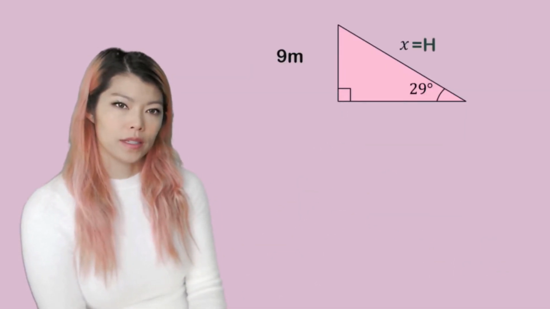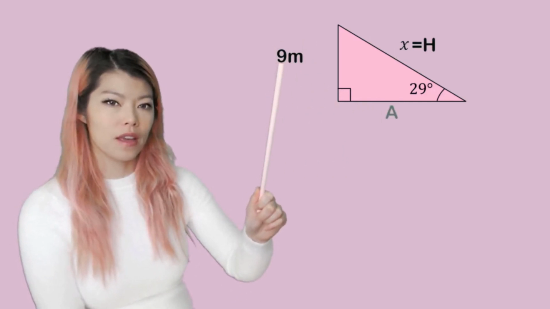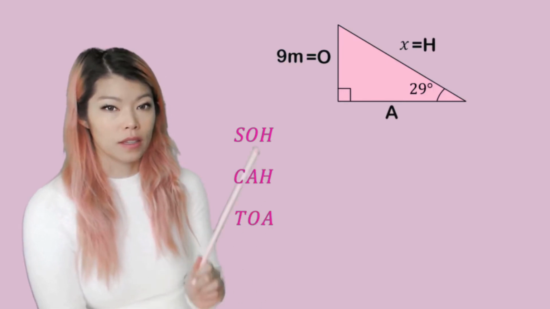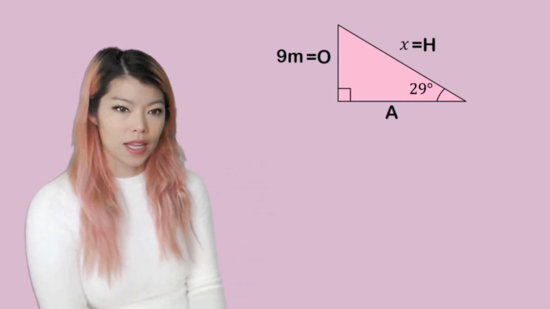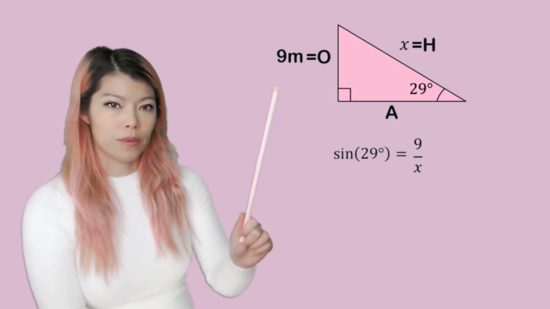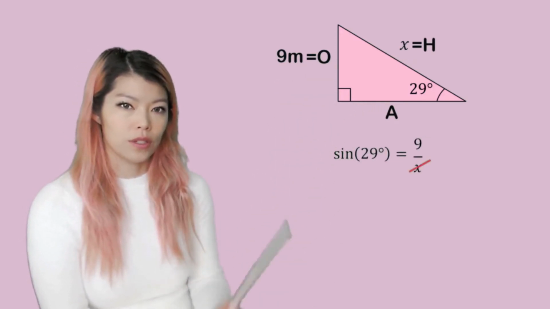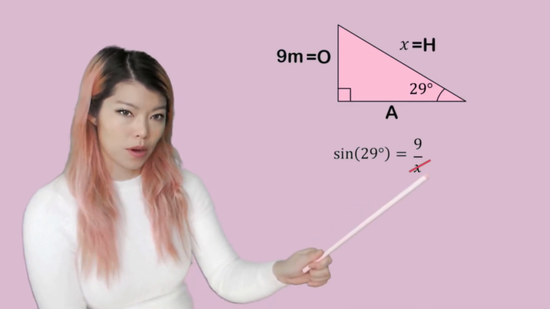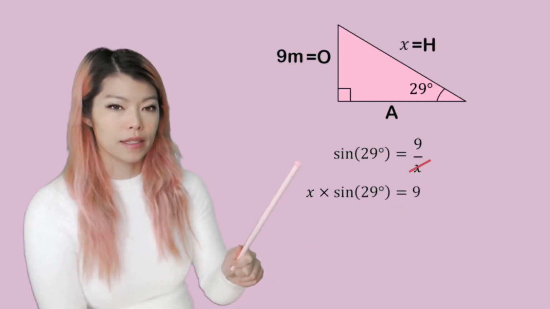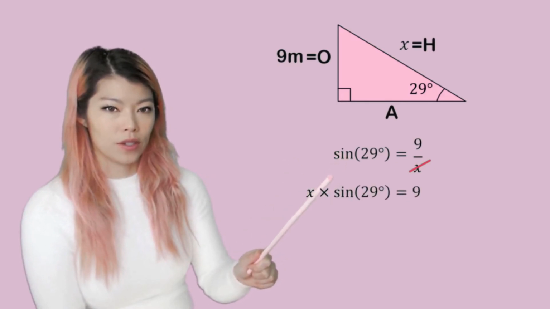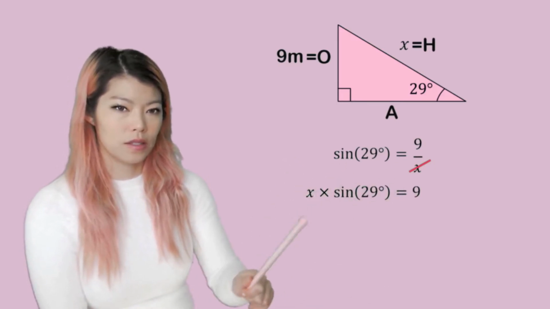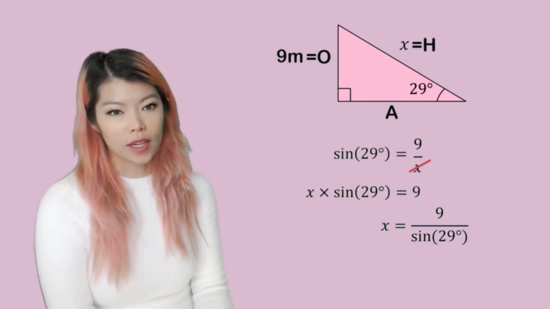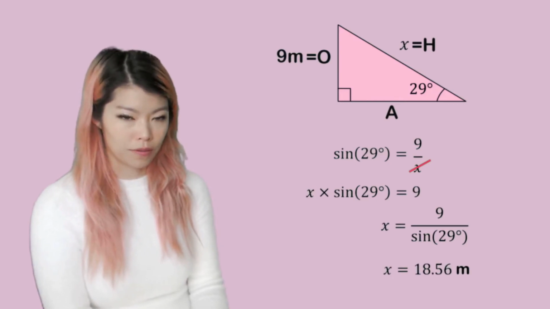What about this one? This time we have the hypotenuse and we have the opposite. So hypotenuse and opposite, what are we dealing with? Sine. So sine theta is equal to opposite over hypotenuse, which is 9 over x. And x is what we're looking for, but it's at the bottom. So let's multiply both sides by x. Now we need to get rid of what's next to x, this whole thing, so divide both sides by that. So now we have 9 over sine 29 degrees, which is 18.56.